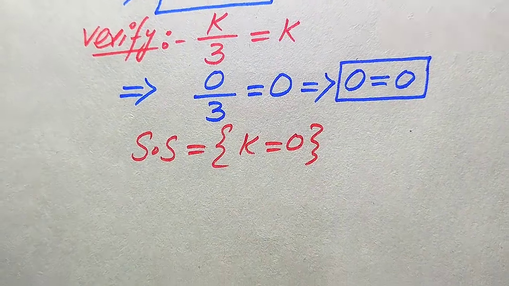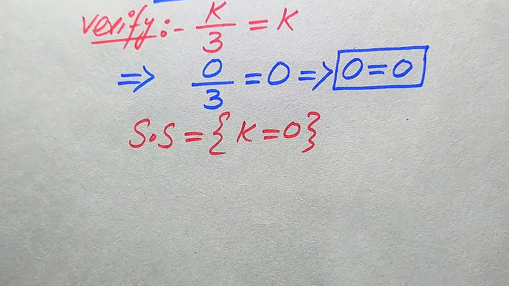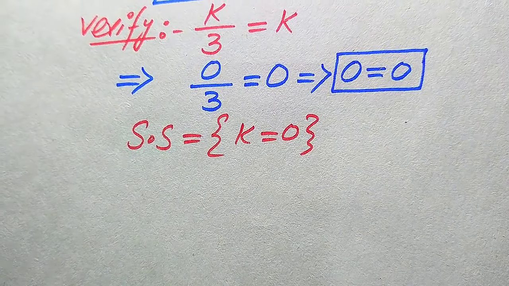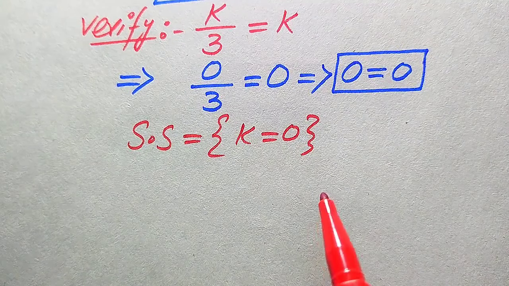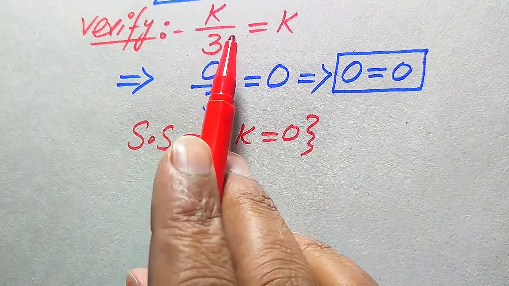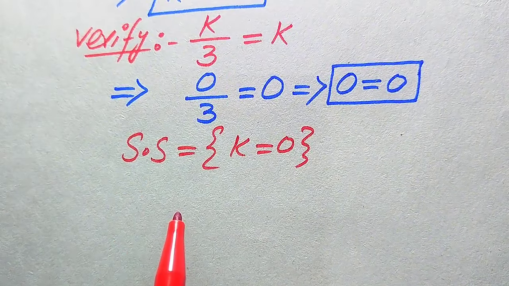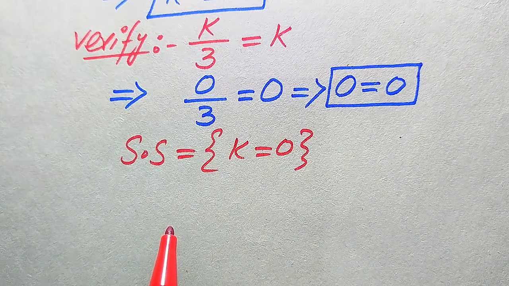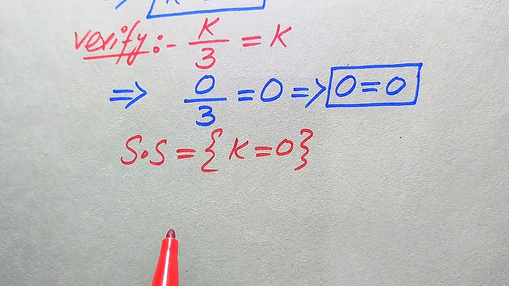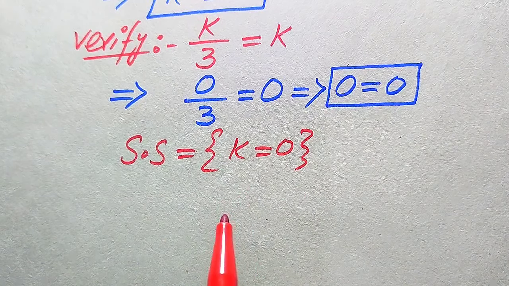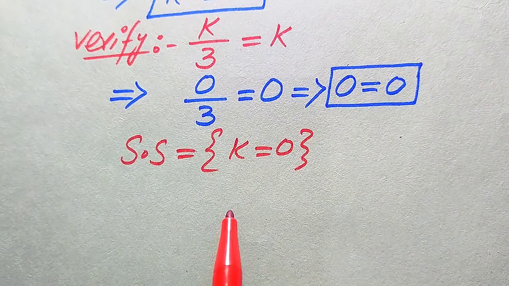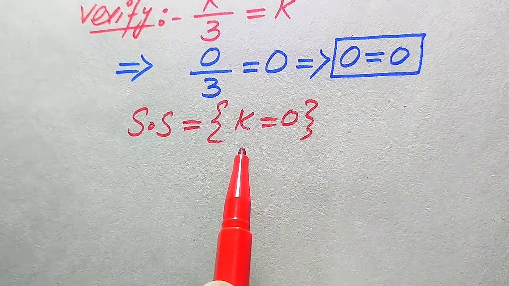Here I can explain the difference between a solution and an extraneous root. The roots which satisfy our given question statement are called the solution of that equation, like we have k equals 0, and the roots which do not satisfy our given question statement are called extraneous roots. But in this question we cannot have any extraneous root, we have only the solution, and that is k equals 0.